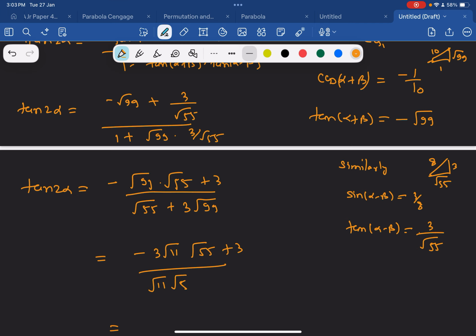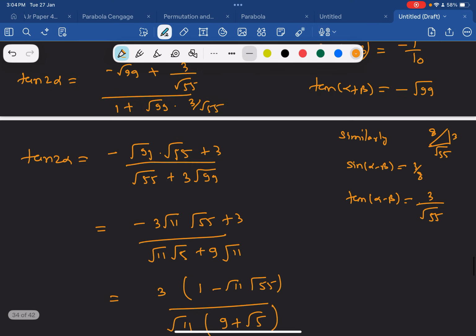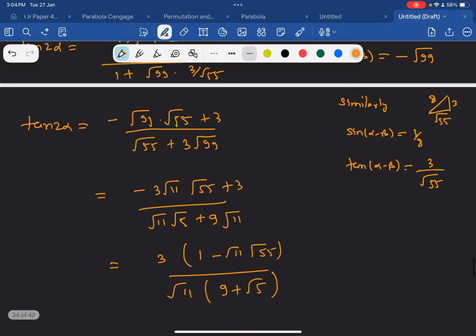I can write 11, so root 11 into root 5, plus here I can add 3 into 3, so we can write here 9, and then 3 into 3 is 9, and root 11 I can take here. From the numerator I can take 3 common, so how much are we going to get now? It will be 1 minus root 11 root 55, and in the denominator I can take root 11 common, so we will get 9 plus root 5. That's what we are going to get now.